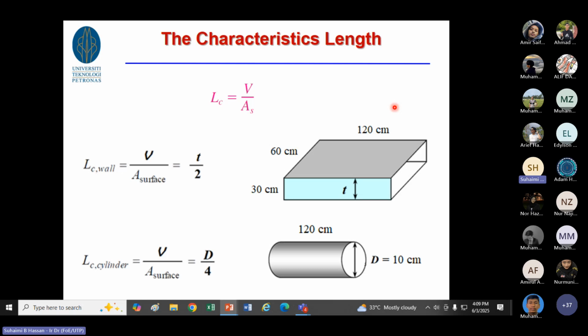Do you understand where it comes from? They do not simply get T over 2. It comes from the volume, 30 times 60 times 120, divided by the two-sided surface area. Alright, done for the first part.